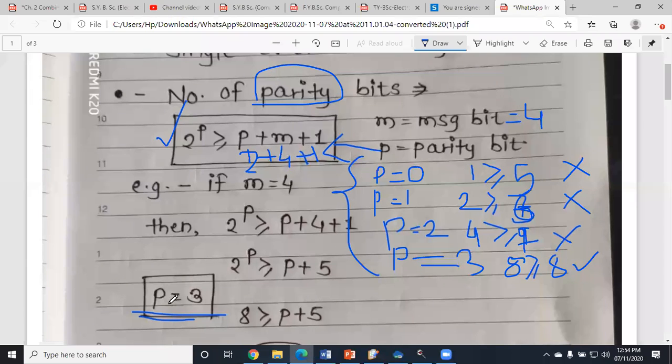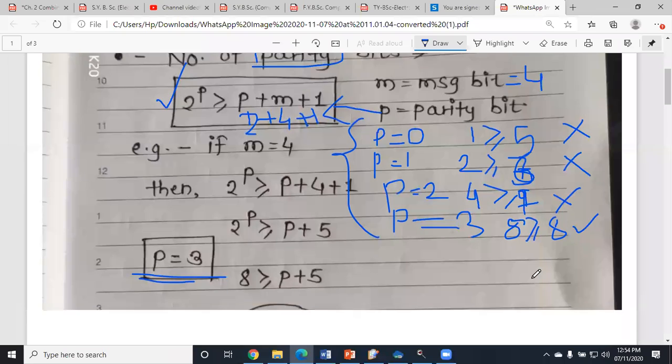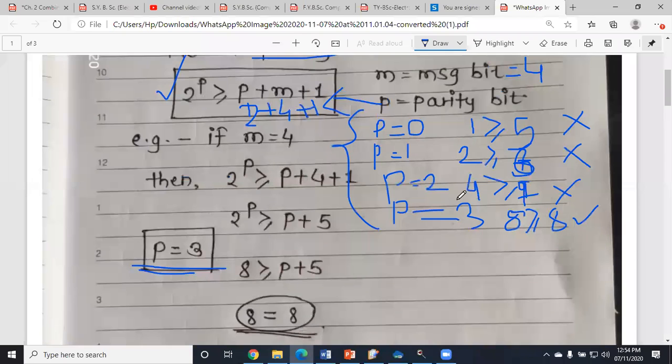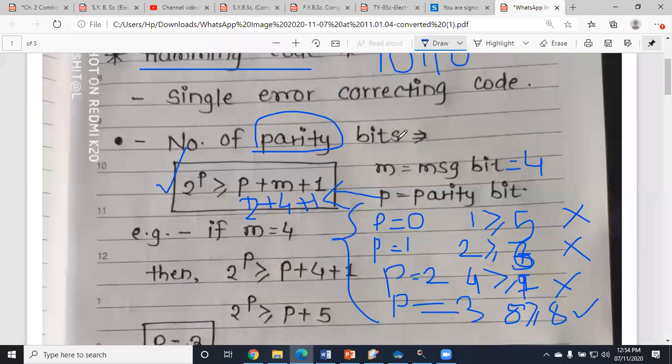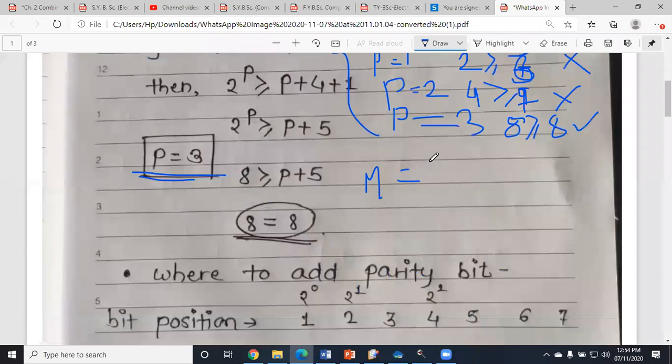Or should I repeat? Okay. Let's move further. In the next thing, what we are going to see. Now we get to know our message bit. How many message bits we have? See here, 1011. This is the data we are going to transmit. We are going to take a simple example. 1011. How many message bits we have? 1, 2, 3, 4. See, 4 message bits we have.